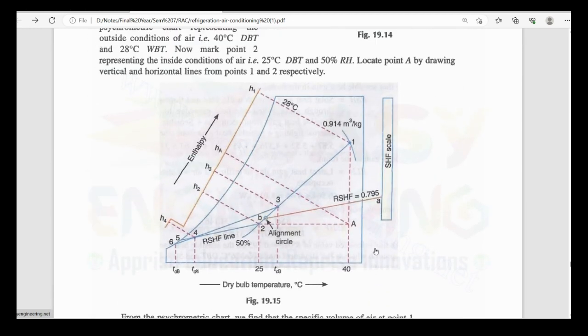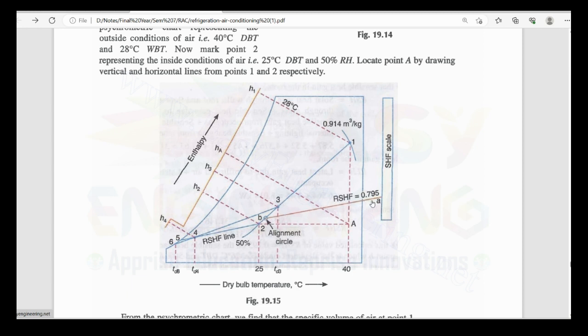In the chart you can see here, nearly, you will get a semicircle, and in there some values are given. So what value do we get? 0.795. We just have to take a ruler scale and drag the line at point number 2. So this line we get here.